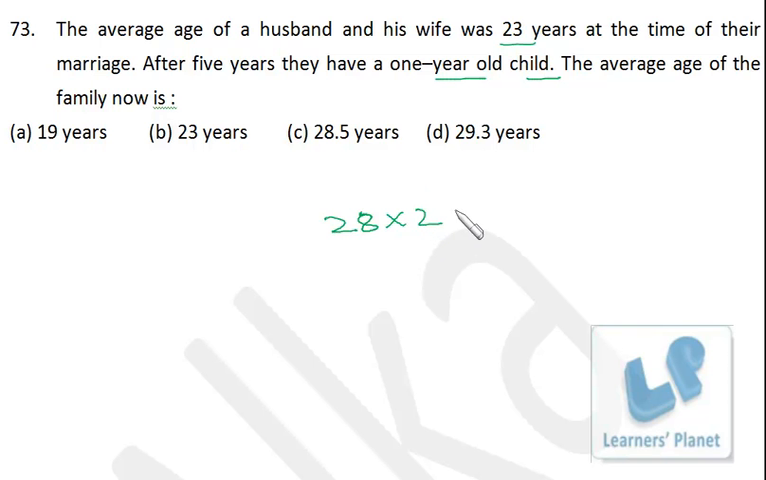Now they have a 1 year old child. So the age of the child, if it is added, this is the total age of the family, and if I divide it by 3, that will be the average age of the family of 3 members. So 56 plus 1, 57 by 3, 19 is the average age of the family. Okay.